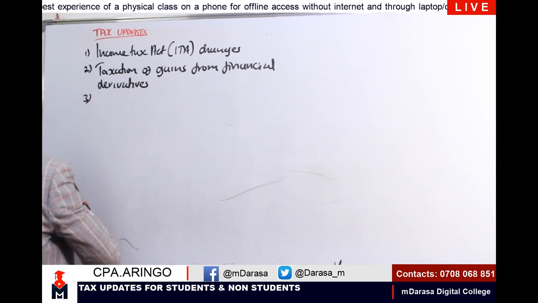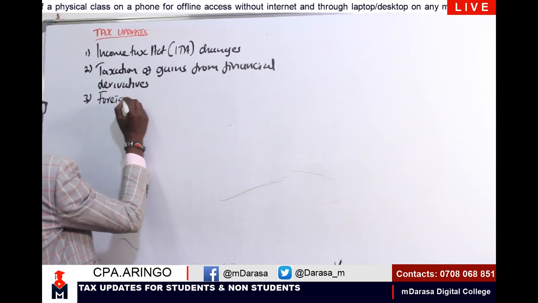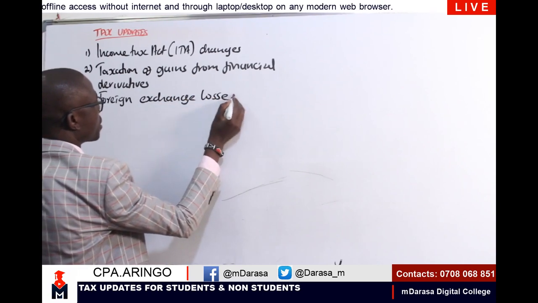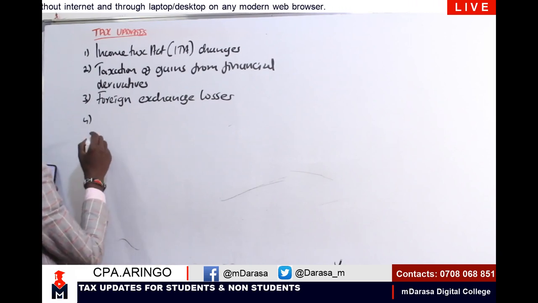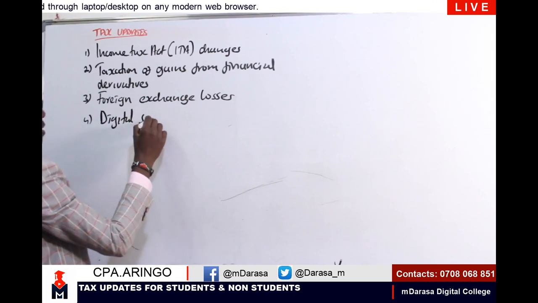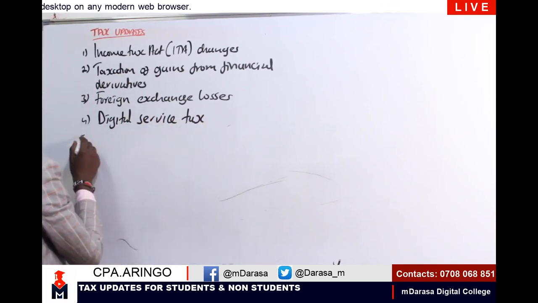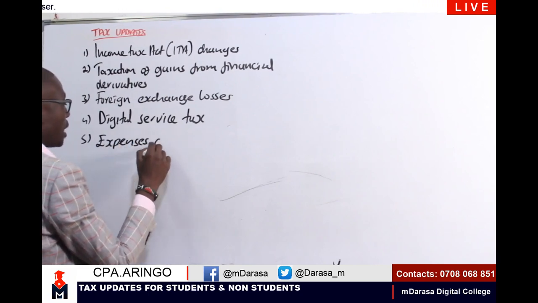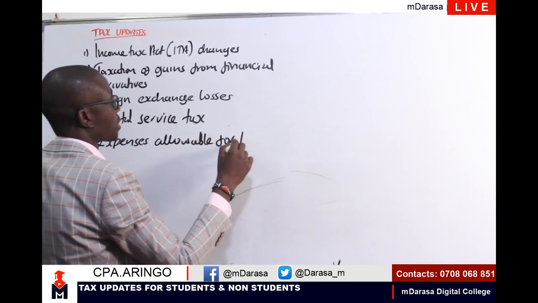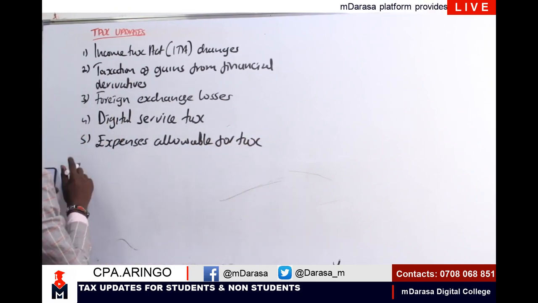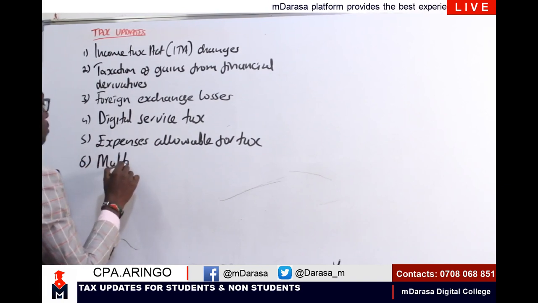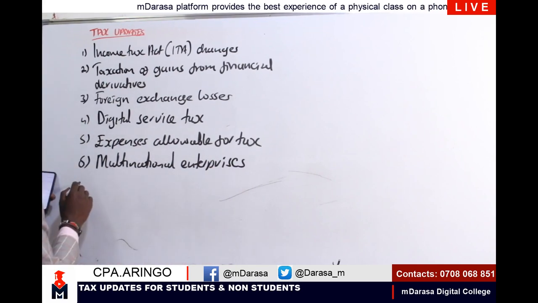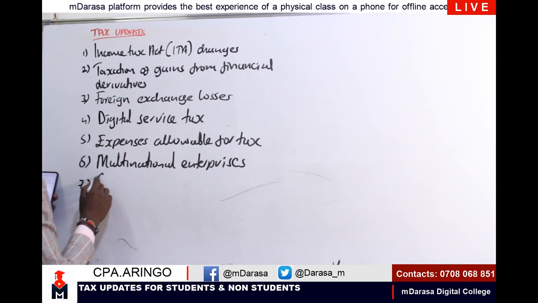Number three, we should also be able to understand the changes that were done in relation to foreign exchange losses. There are also changes that were done in terms of digital service tax, and changes in relation to some of our expenses allowable for tax. There are other changes also in relation to multinational enterprises. Also, we should be very familiar with number seven, which is in relation to capital gains tax.